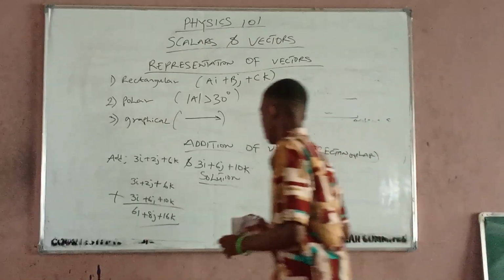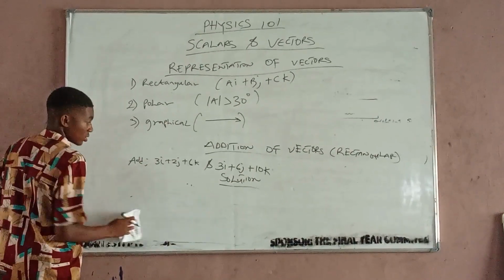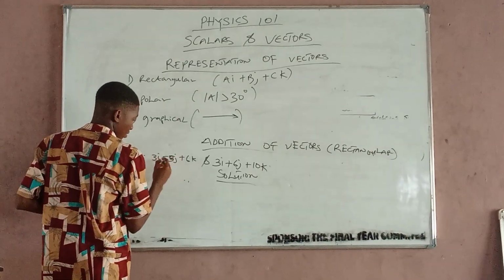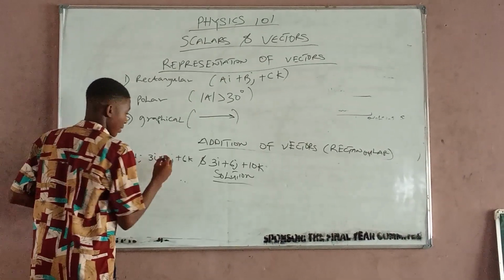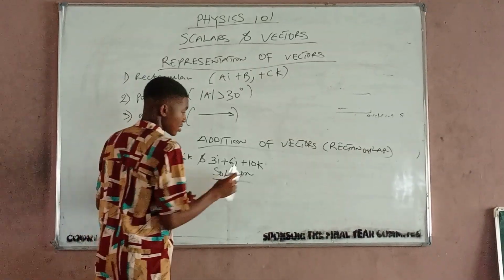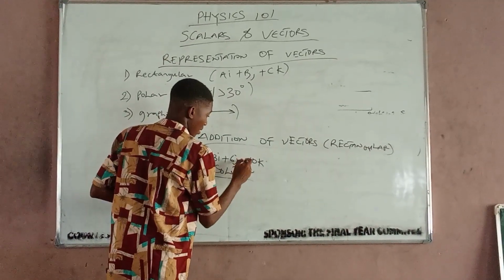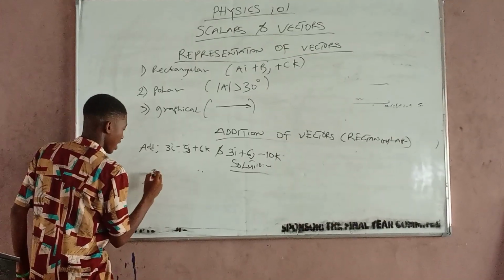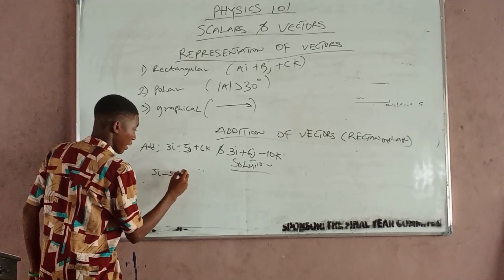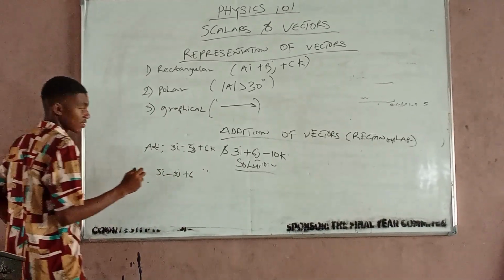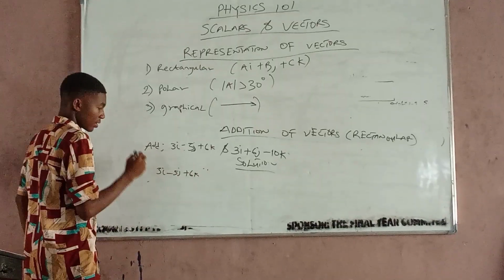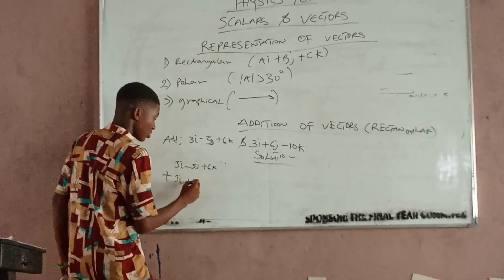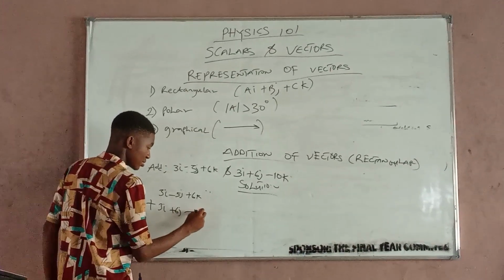Let me do one more example. Let's say this is 3i minus 5j plus 6k. You can pause the video and try it. Plus 3i plus 6j minus 10k.